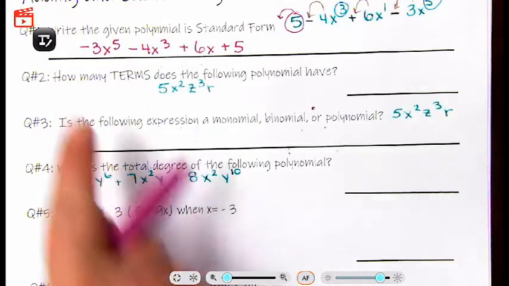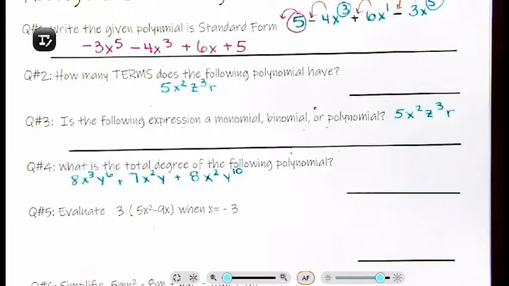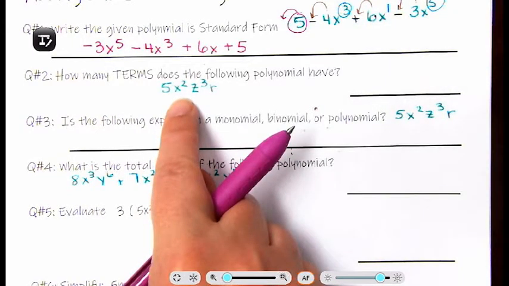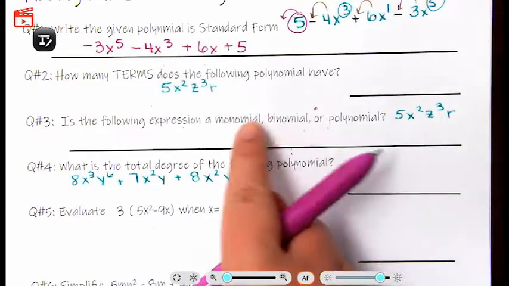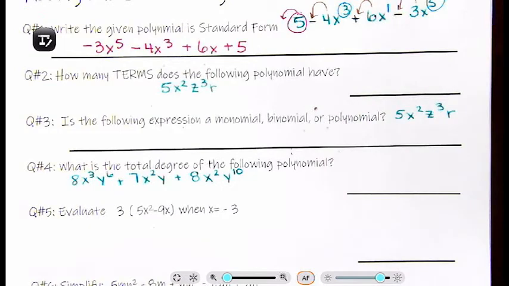So looking here, it says how many terms does the following polynomial have? So this is a little bit of a silly question. That is a typo. If you have a polynomial, that means you have multiple terms, but I've given you only one. So technically this is not a polynomial. This is a monomial, this one here. So let's go ahead and change this question just to give you more of an example.